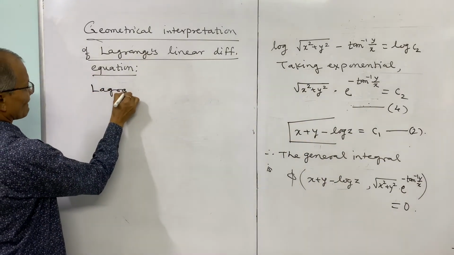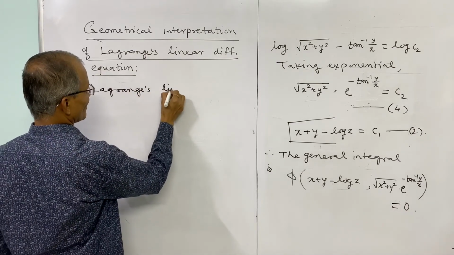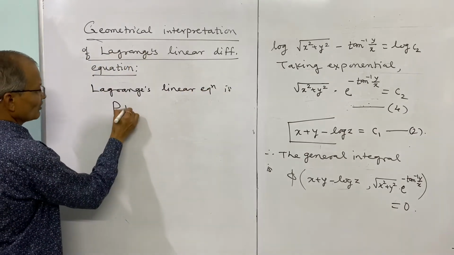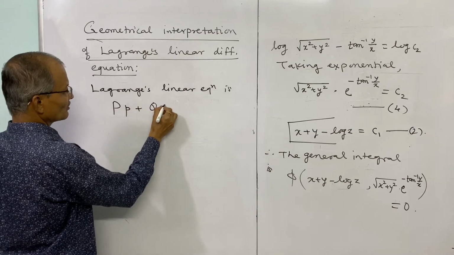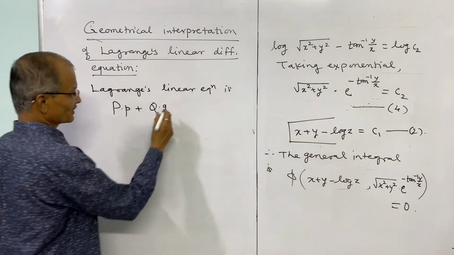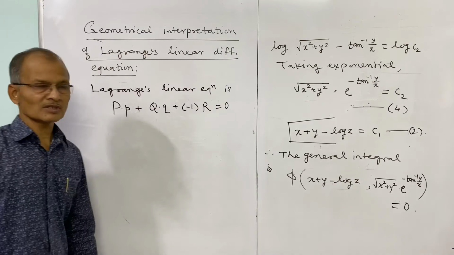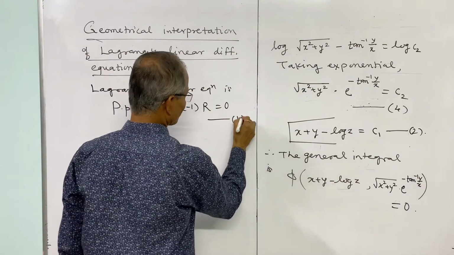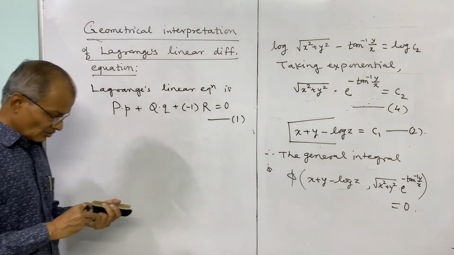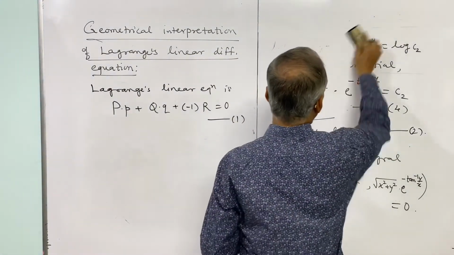Lagrange's equation, or linear equation, is P into small p plus Q into small q is equal to R. That R can be written on left side, and that can be written as P p plus Q q minus 1 into R is equal to 0. So this is Lagrange's linear equation, and now we shall consider its geometrical interpretation. So for that purpose we shall have to use some results from geometry.